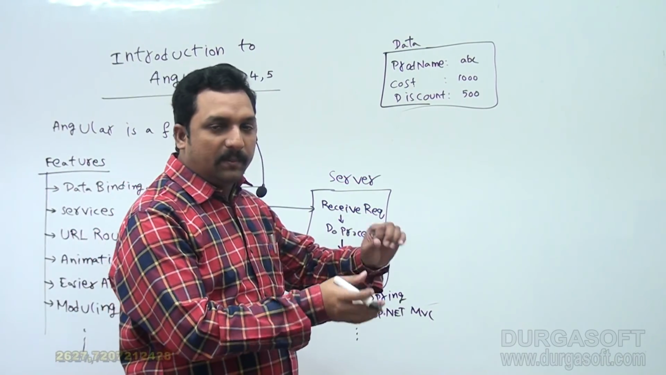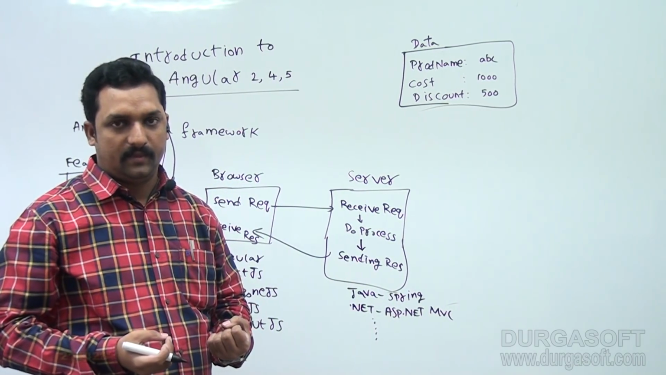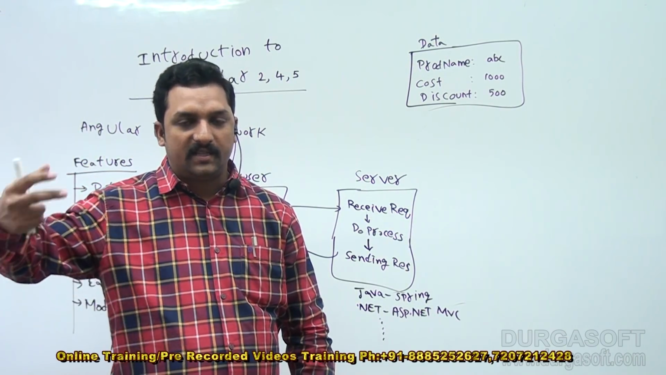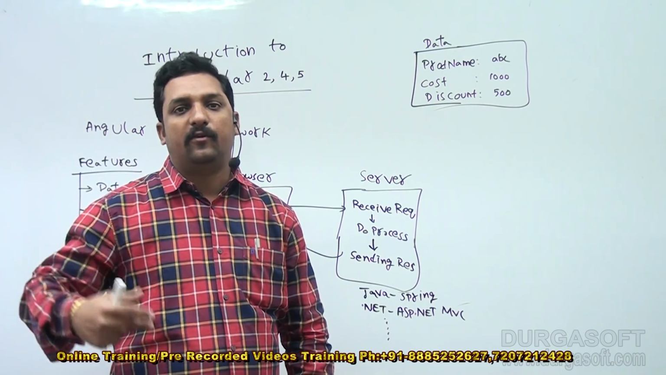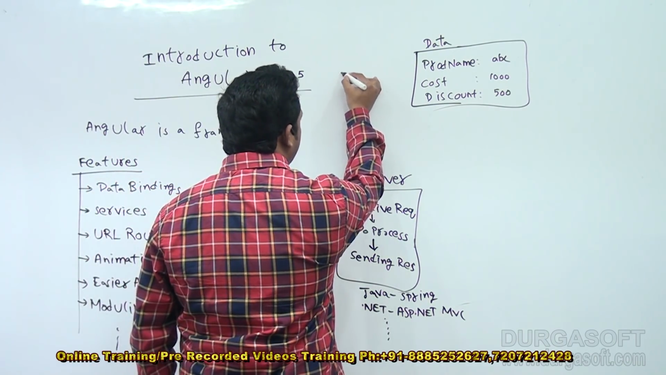Now I want to print this particular data inside my user interface. I got some data, but it is invisible to the user. The user wants to see the information in a user-understandable format. So here I am creating some HTML tags.